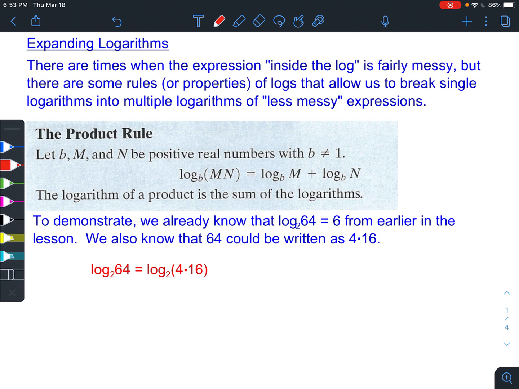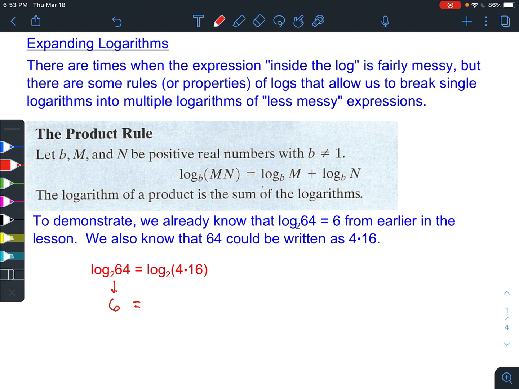Let's demonstrate that because, again, anybody can say anything. Let's give at least a little bit of proof here. We already know that log base 2 of 64 is 6 from earlier in the lesson. That was the first one I simplified on the first slide. We also know that 64 can be written as 4 times 16. So log base 2 of 64 on the left side equals 6, and that we already know.